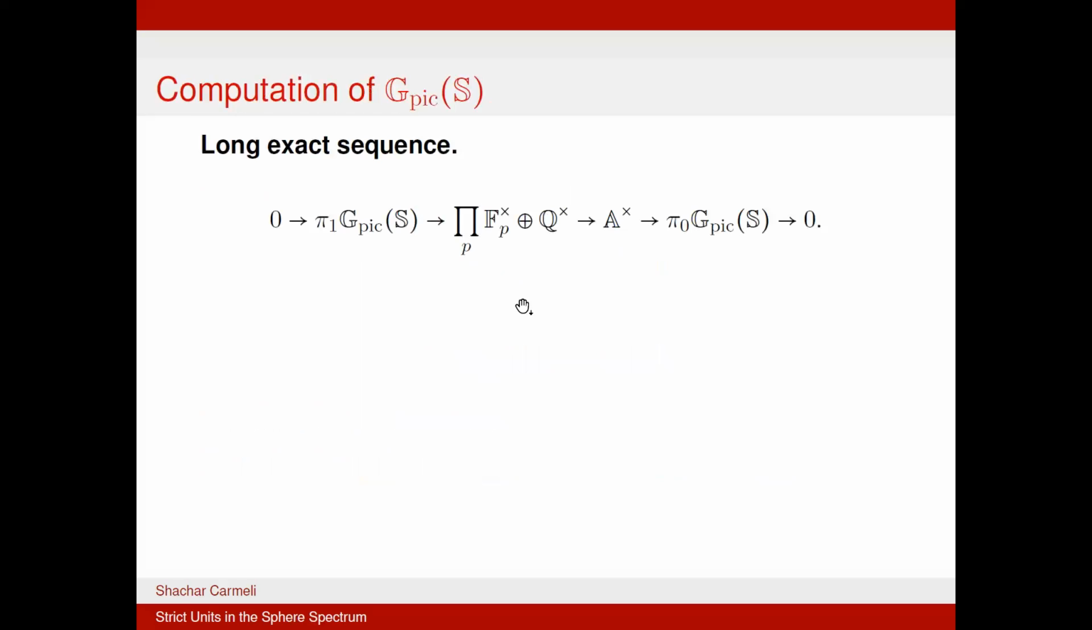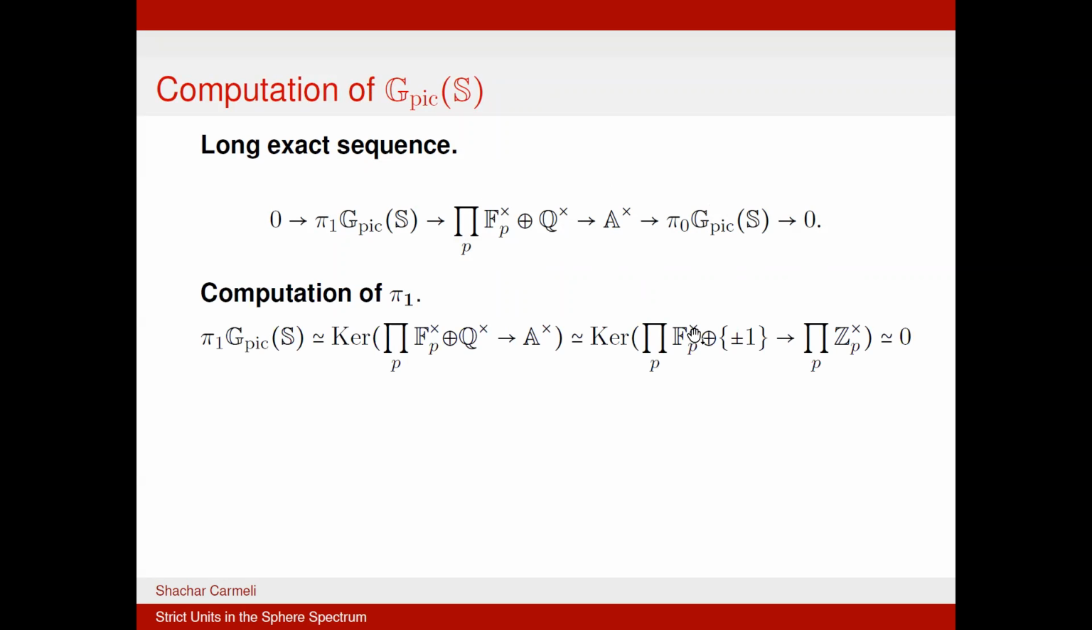So we get the following long exact sequence. Pi 1 of the strict Picard spectrum maps to the product of the pi 1s of the terms on the sides, which are the product of FP crosses, this is from point A, and Q cross by definition of suspension of Q cross. This maps to pi 1 of the suspension of A cross, which is just A cross. And this maps to pi 0 of the strict Picard, and all the rest of the terms are 0. So there are no other terms in the exact sequence. Now all we have to do is compute this map in the middle, compute its kernel and cokernel, and we get the computation of the strict Picard of the sphere.